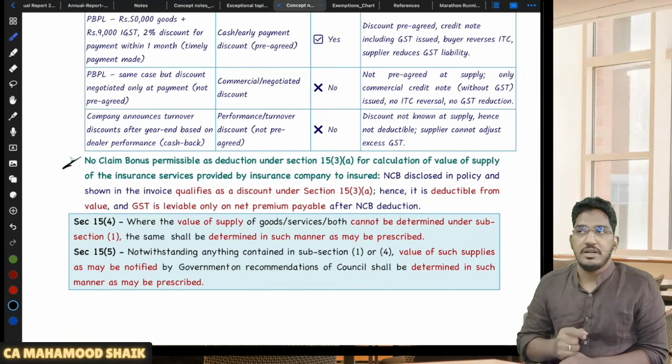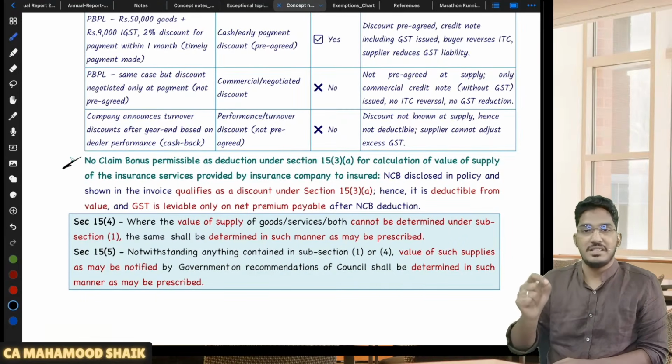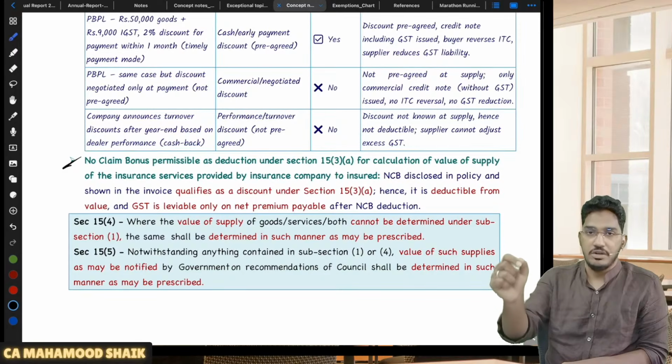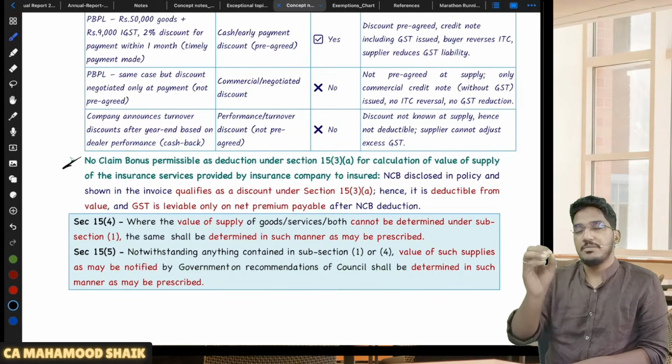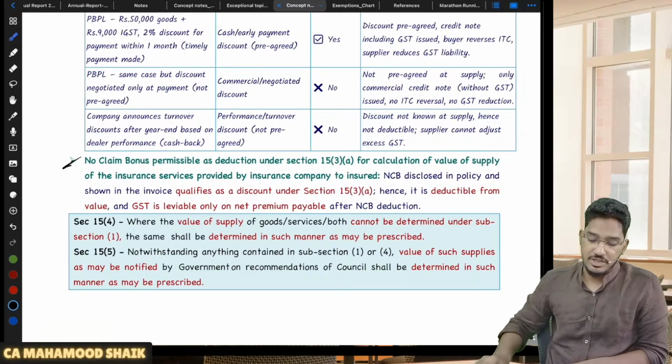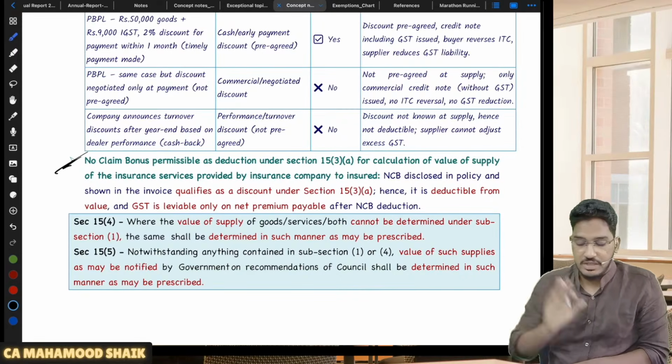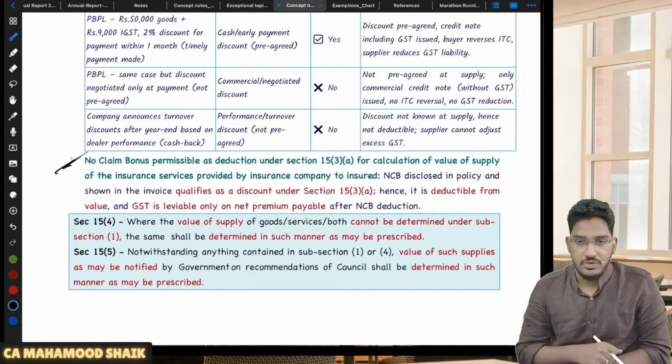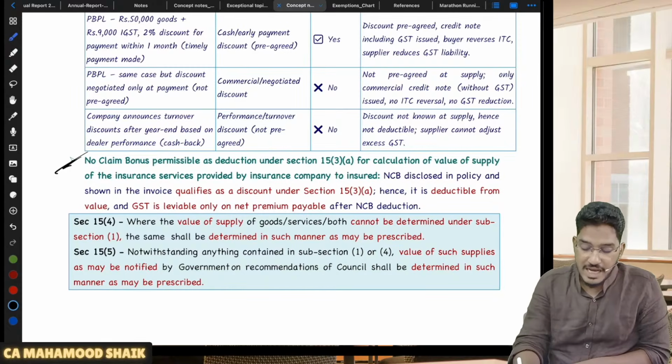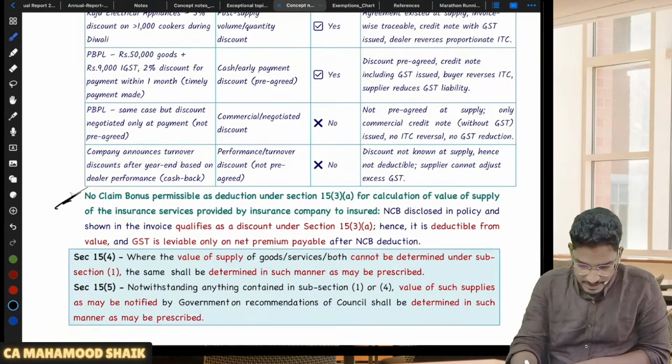Yes, no claim bonus can be deducted from the value of supply because it is a pre-supply discount only, as it is duly recorded on the invoice. So no claim bonus can be happily deducted from the value of supply. That's what the circular given by the GST department says. Understood? That's all. So with this we have completed important aspects from the value of supply chapter.